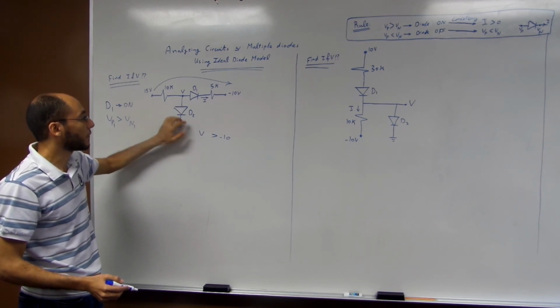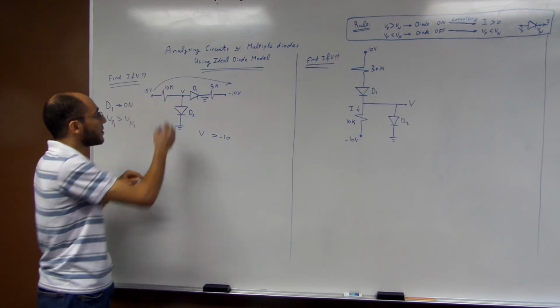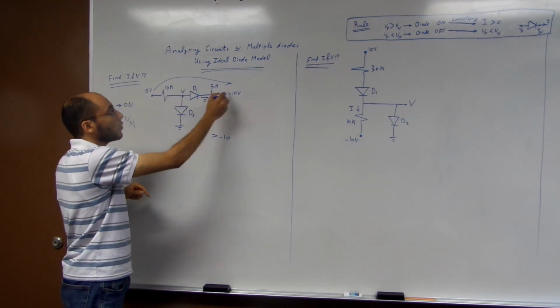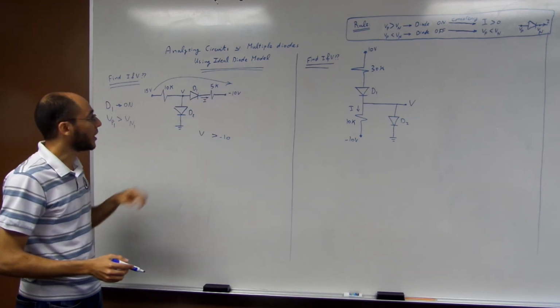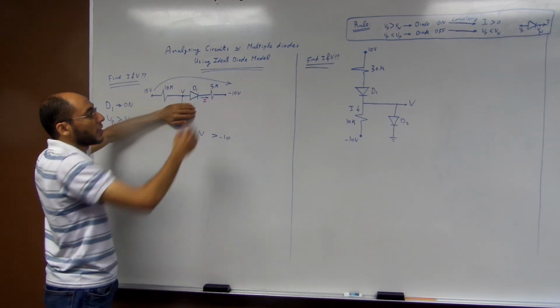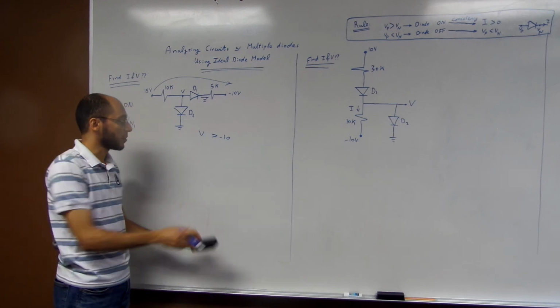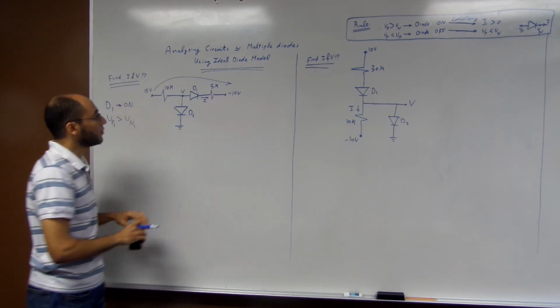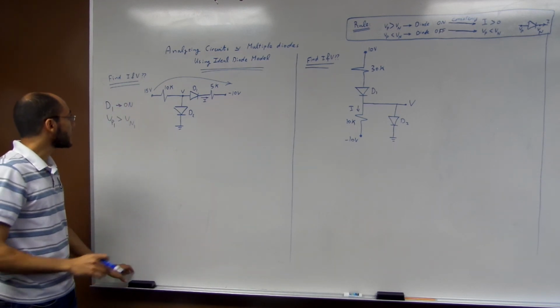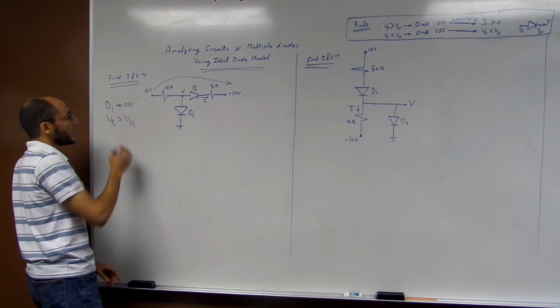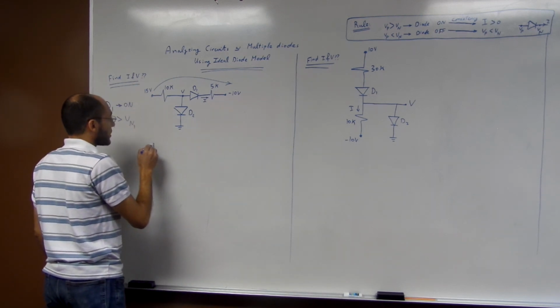If this is on, this means that this is a 0, which means that this diode is going to be on. If this is off, then this diode is going to be on as well. So in that case, you do not have to search over the 4 possibilities. Okay? So let's draw the circuit. So let's assume that D1 is on. Okay? And let's draw the circuit.